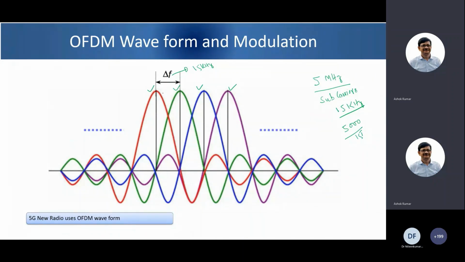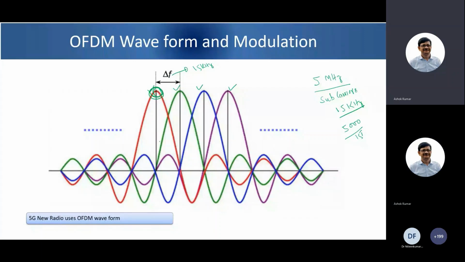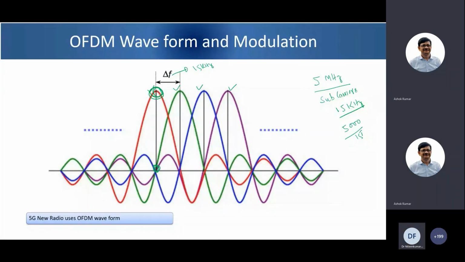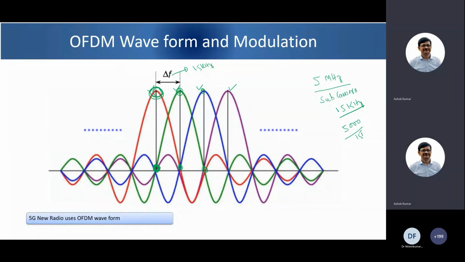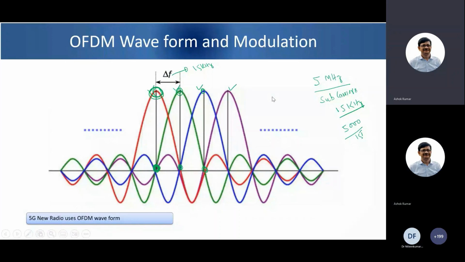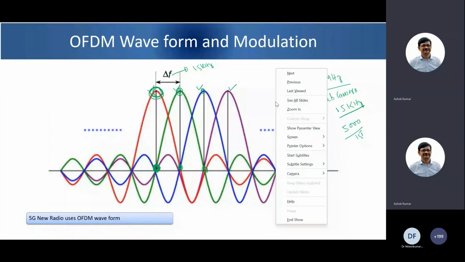Whenever there is a peak of one subcarrier, just see, this is the peak of one subcarrier. At that point in time, there will be a null of all other subcarriers. Just note this point: whenever there is a peak of one subcarrier, there is a null of all other subcarriers. That is the beauty of OFDMA, and because of this property, you will not have interference, and that's why we call it orthogonal. Yes, R.P. Singh Saab has answered very rightly.